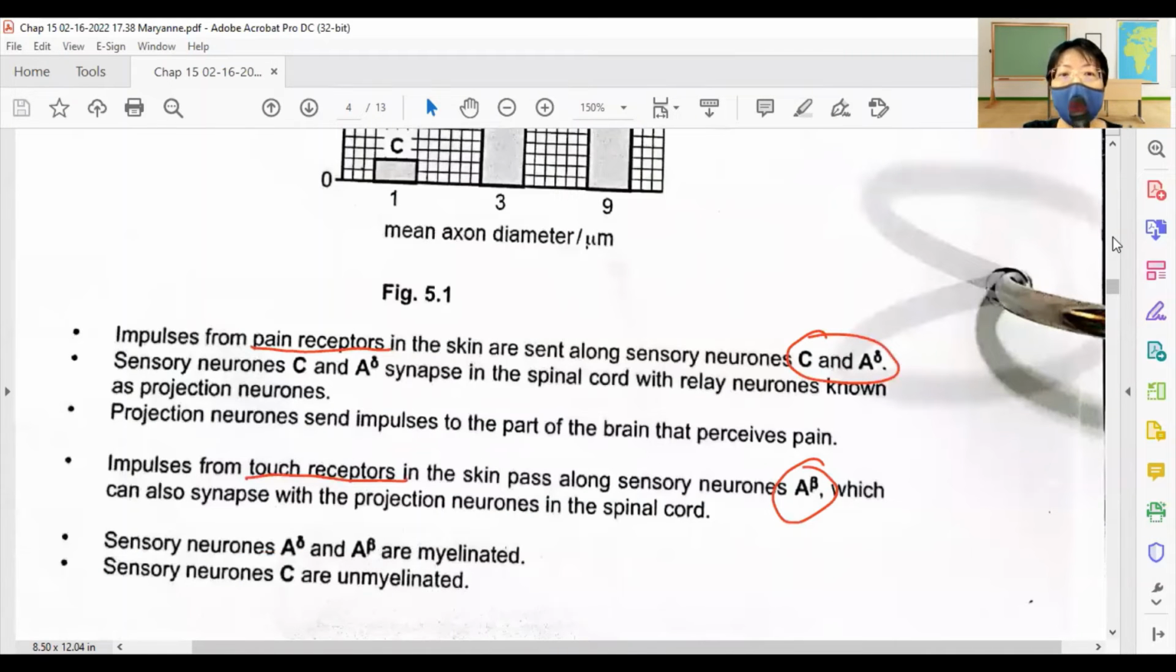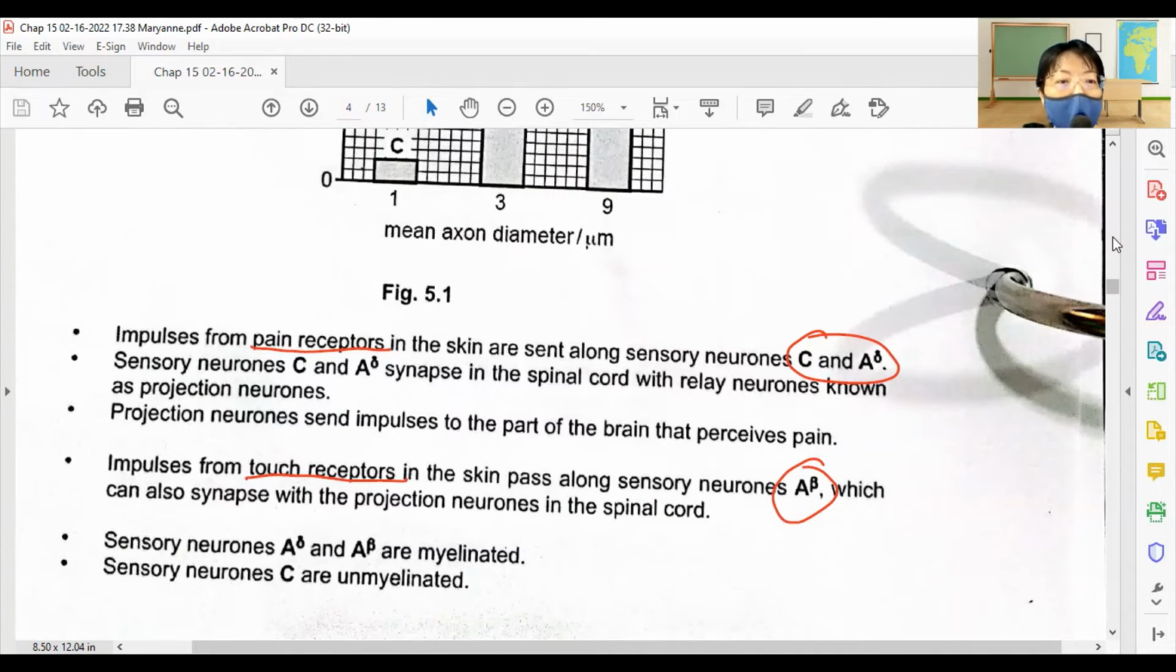Okay, so let's read. This is when they tell the story really. Impulses from pain receptors in the skin are sent along sensory neurons C and A delta. So this is from pain receptor. After pain receptor is sensory neuron, right? So it's sent along C and A delta. Sensory neurons C and A delta synapse in the spinal cord with relay neurons known as projection neurons, whatever it means. Projection neurons send impulses to the part of the brain that receive pain.